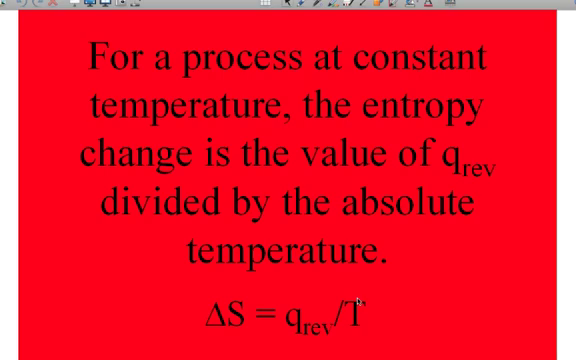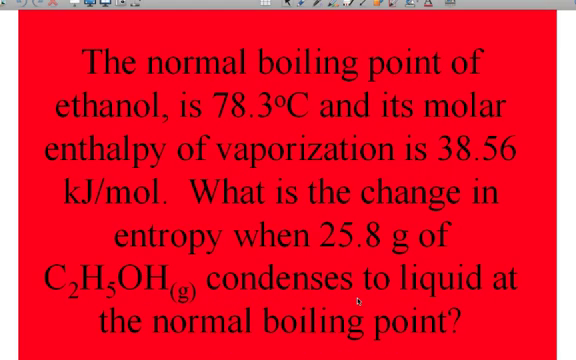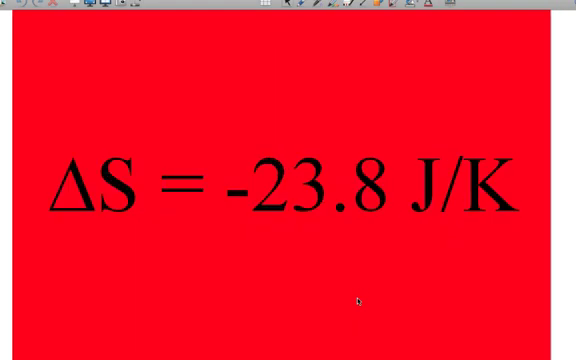For a process at constant temperature, the entropy change is the value of Q reverse divided by the absolute temperature at which that takes place. We're going to do these in class tomorrow, so I'm just going to skip these. We'll do the math part tomorrow in class.